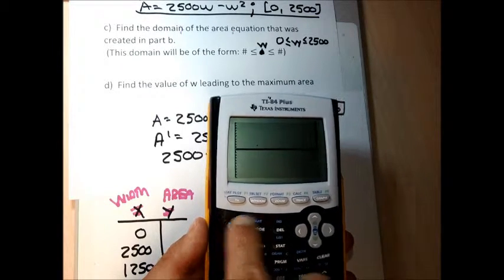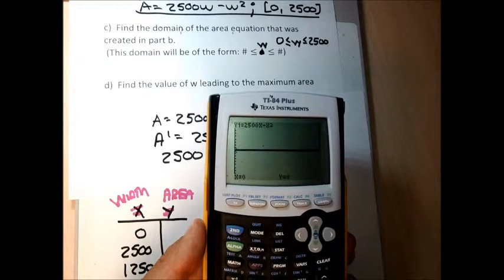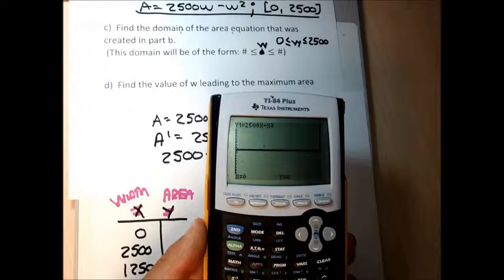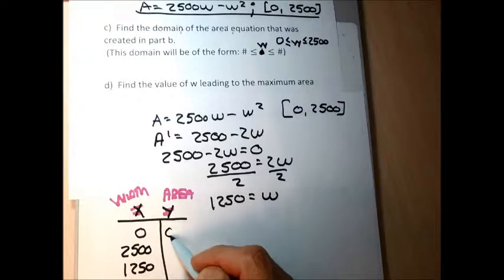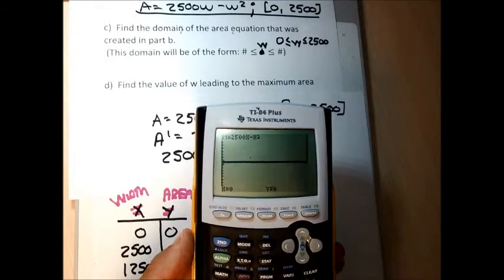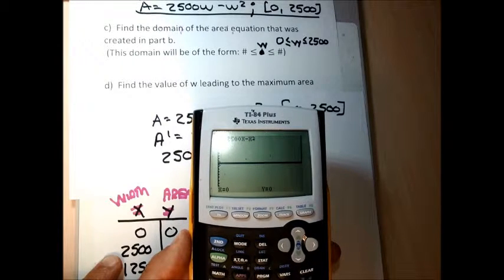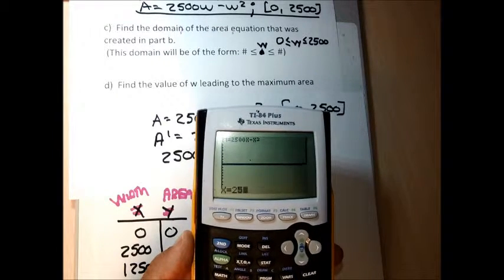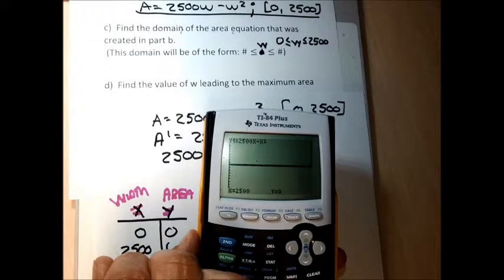So now I'm going to go second calc value, type in 0, and it says if the width is 0, well then area is length times width, and if the width is 0, it doesn't matter what the length is, 0 times something is 0. Similarly, if the widths are 2500, then you'd have two 2500 meter widths, you'd have 5,000 meters of width and no meter of length, and you'd get 0 for the area, and that's going to also be 0. That's definitely not my absolute maximum.